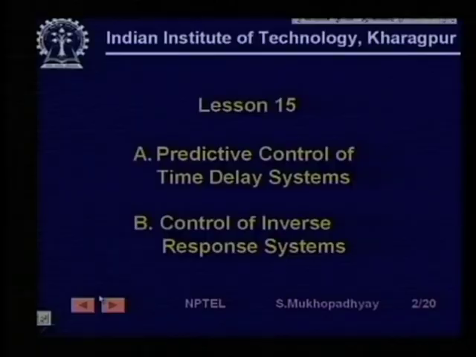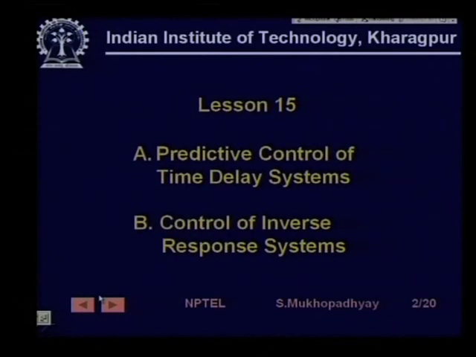Today we are going to look at lesson number 15 of this course, which is on two topics: A, predictive control of time delay systems, and control of inverse response systems. So we are going to look at two typical kinds of processes, which I would rather say two special kinds of processes which arise in the industry in various contexts, and we are going to see special configurations for controlling these processes.